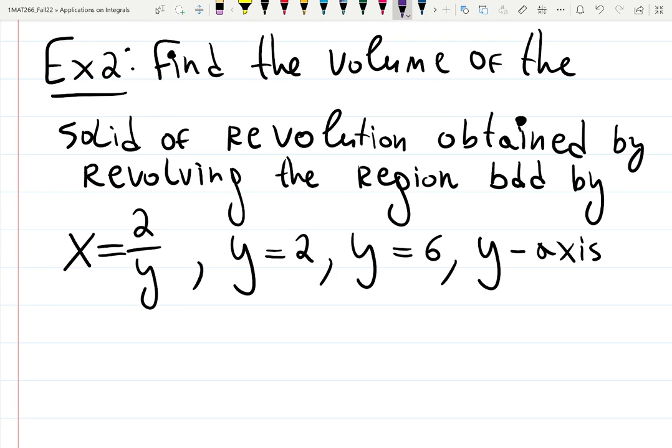Rotation, exactly. Rotating about what? And that's new information. We cannot create a 3D object if we don't rotate this 2D object. This time it will be about the y-axis. It's not an equal sign, it's the y-axis.